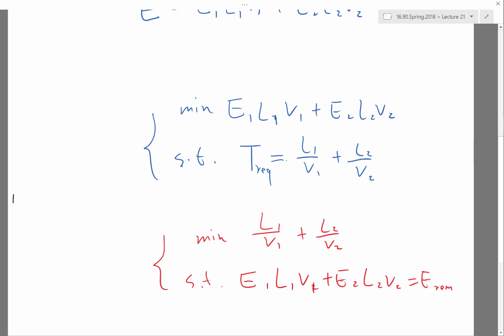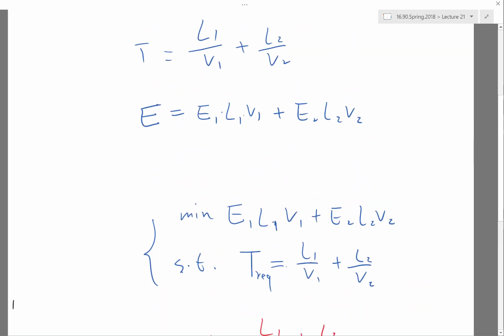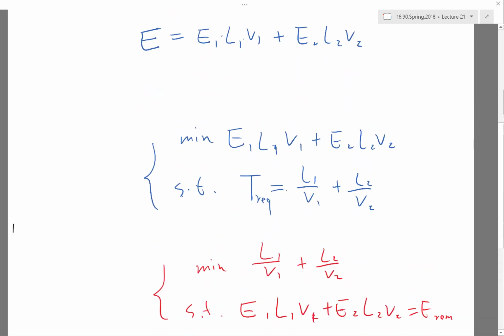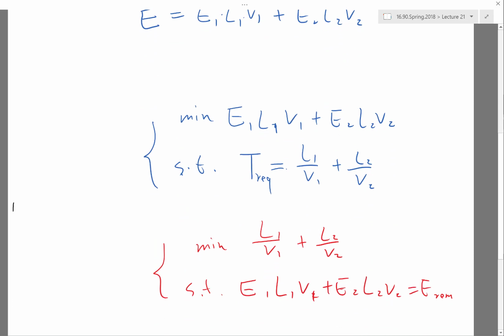Why? Because the Lagrangian is the same. The Lagrangian is always the objective function plus lambda times the constraint, right? But you multiply lambda by a different thing each time, so it shouldn't give you the same. The lambdas are different. The lambda in this problem would be the reciprocal of the lambda in the other problem.